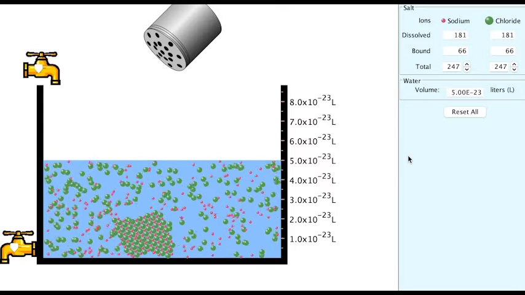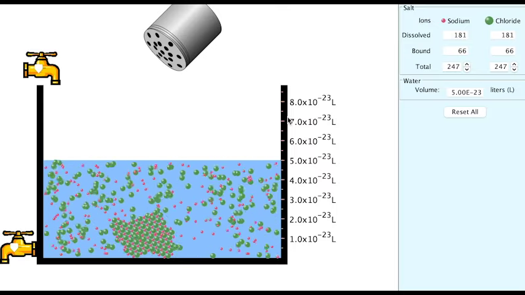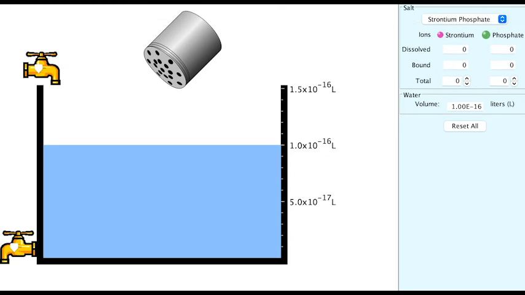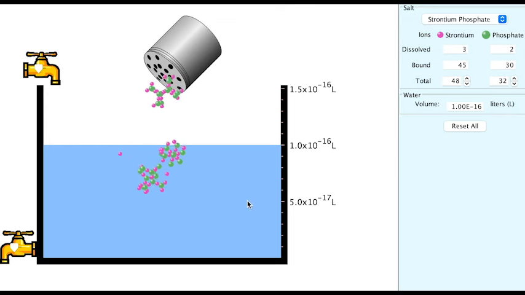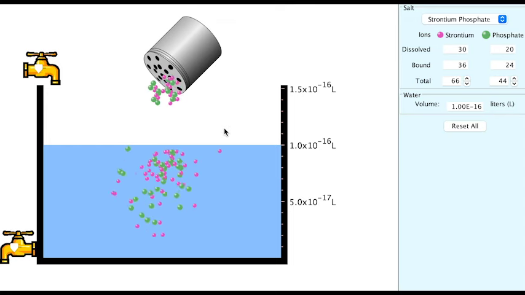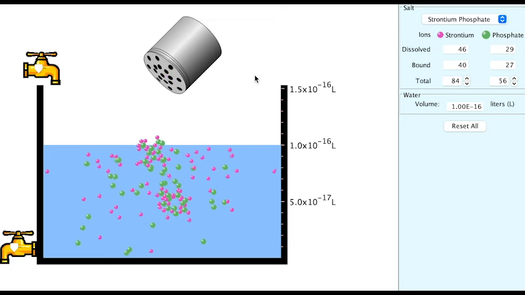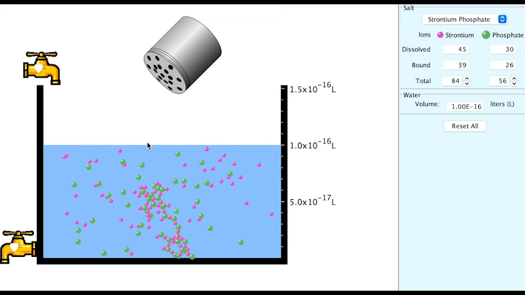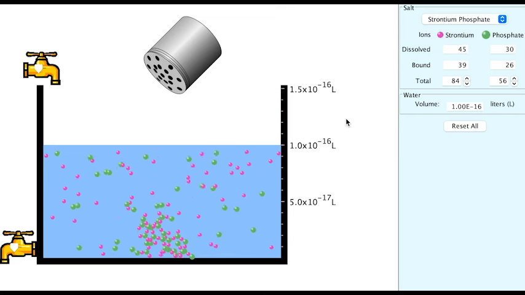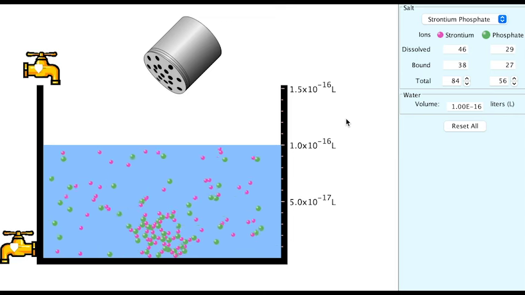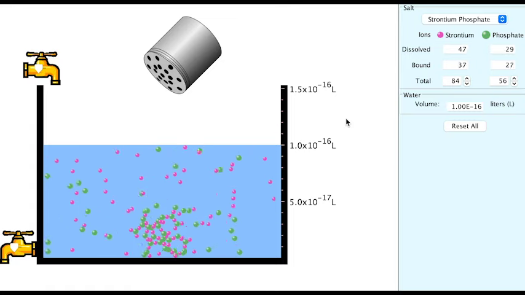Solubility of these ionic compounds varies. For example, using a sparingly soluble ionic salt such as strontium phosphate, only a few strontium phosphate manage to dissolve in water.